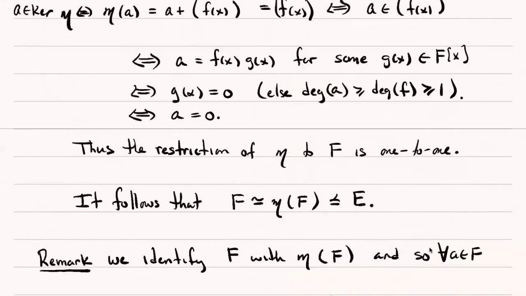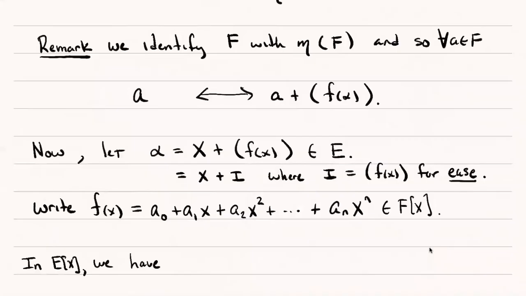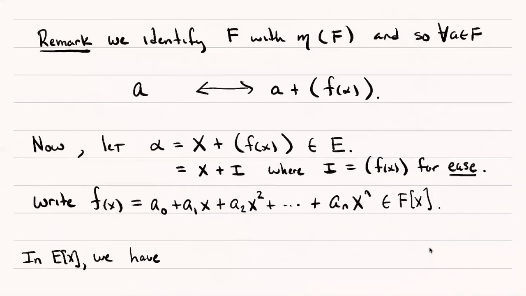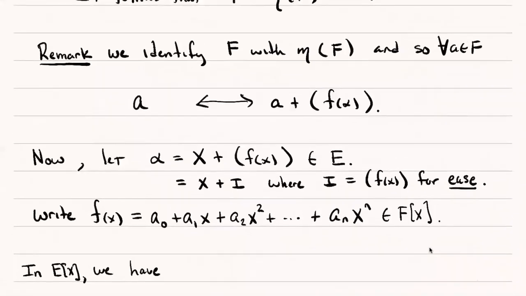Okay, now something for you set theory purists is probably going to be a little bit uncomfortable. F is isomorphic to its image under eta, but they're not equal. F is a set of field elements that I'm thinking of as constant polynomials. Eta of F is a set of cosets. So they're not equal in the category of sets, but they are isomorphic. So we're going to go ahead and just identify.